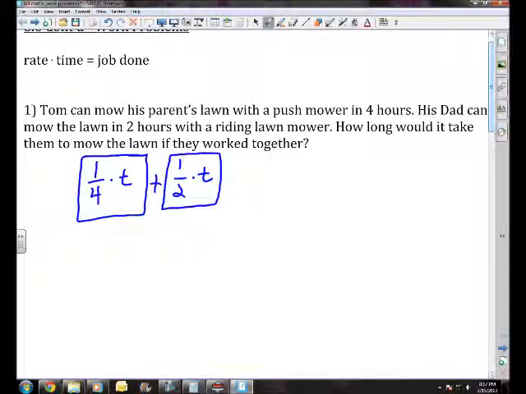If we add these two together, we'll get the net result of their work. What does that equal? How many lawns are they mowing? Just one, right? That's going to give us one complete job. That's what we're trying to find out. So if this is Tom, and this is his dad, and this is a complete job, I'd say we've set up a pretty accurate equation here, something that's going to represent what we're trying to find.